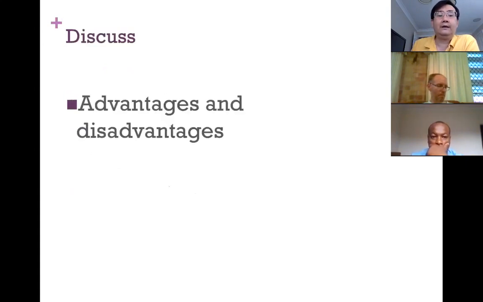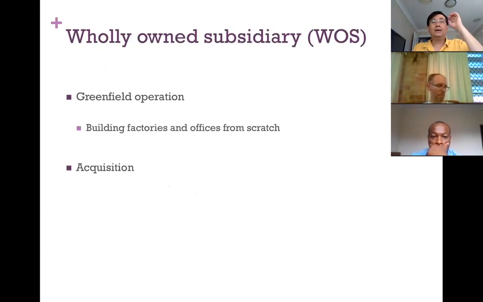Well, there are the advantages and disadvantages in terms of the joint venture. Okay. The next one is the wholly owned subsidiary, or WOS. Well, we can consider two things in here. The greenfield operation, where we start from nothing, we start from scratch.